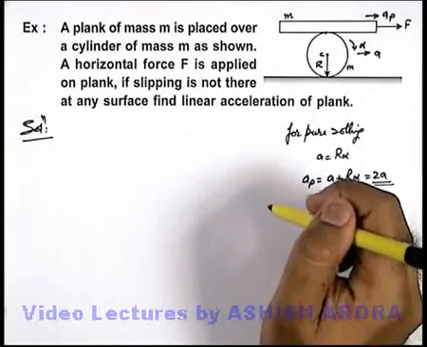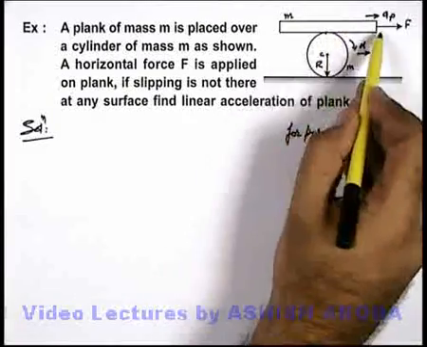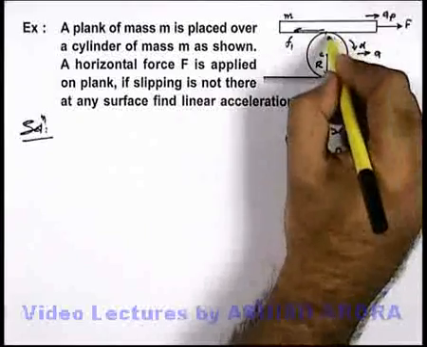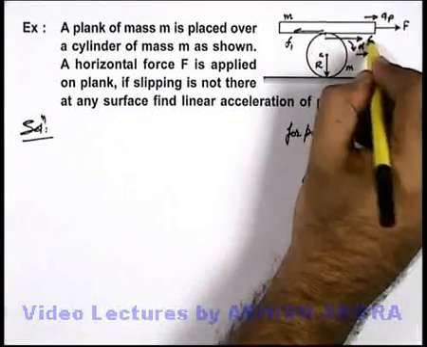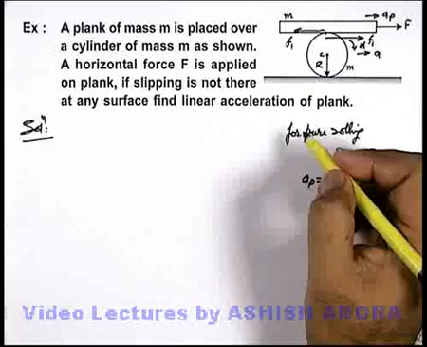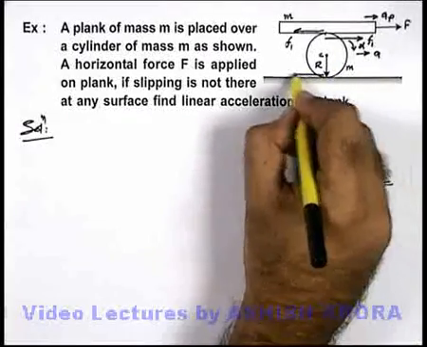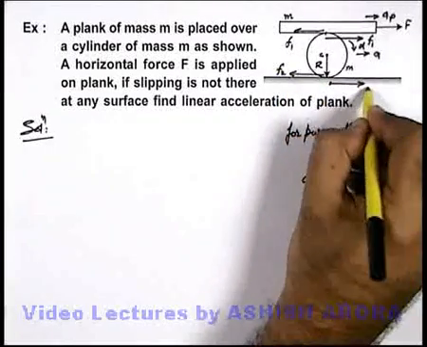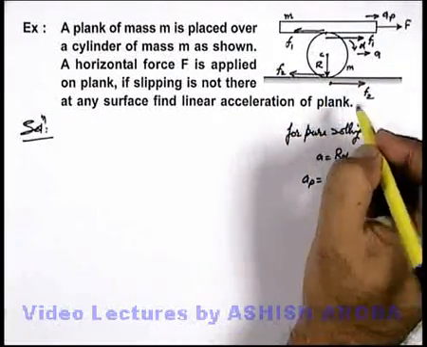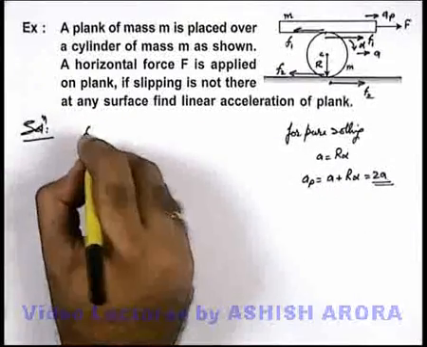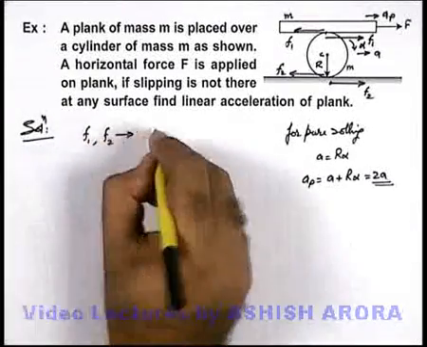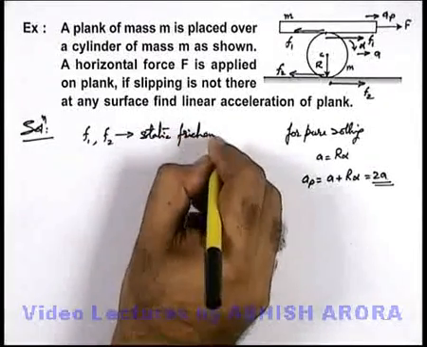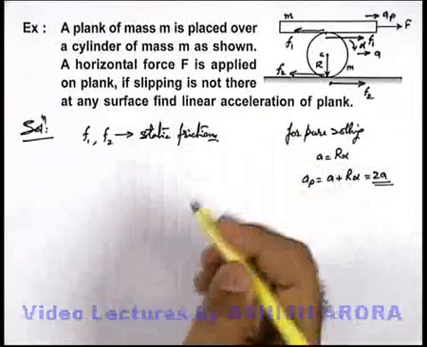As the plank is moving in the forward direction, we consider that it is experiencing a friction F1 in the backward direction, and an equal and opposite friction F1 will act on the cylinder also. As the cylinder is moving forward, say the friction on the cylinder is in the backward direction F2, and an equal and opposite friction F2 will act on the ground also. Here, as pure rolling is there, we can write friction F1 and F2 as static friction. As we know, in case of no slipping, the friction is static.